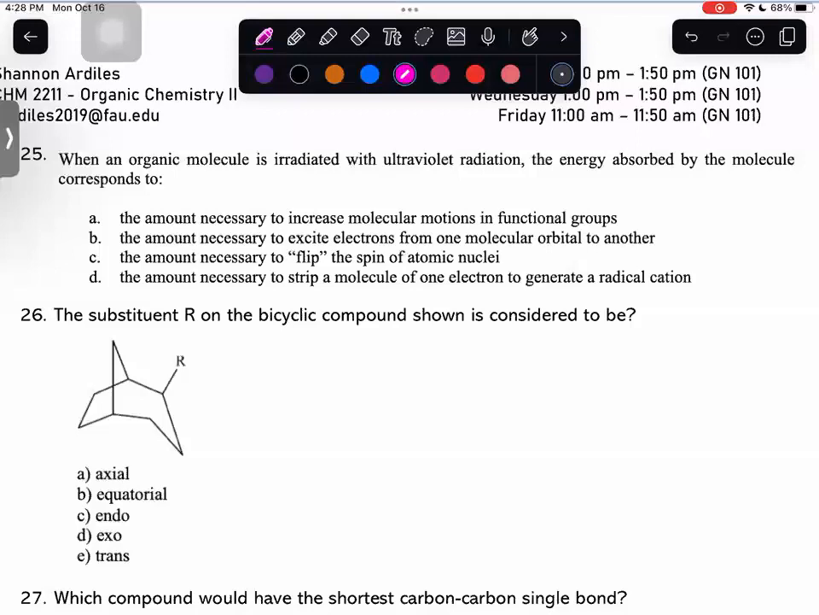Okay, did we get an answer for 25? B or C? B, you guys are absolutely correct. The other answers really do not make sense. A, functional groups, doesn't have anything to do with the theory. Then the spin, again, doesn't really have to do with the theory. It doesn't matter. And then for the other one, radicals, we never talked about radicals.